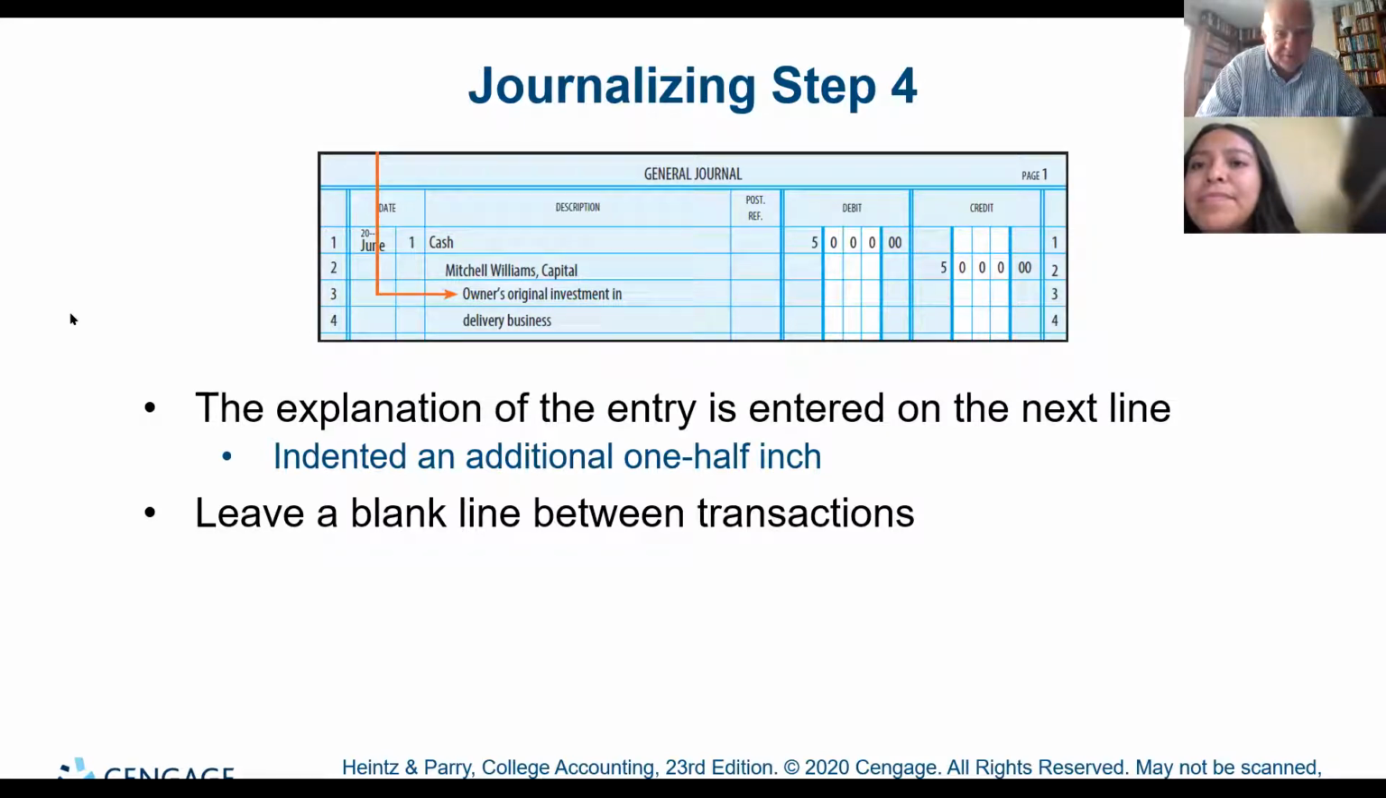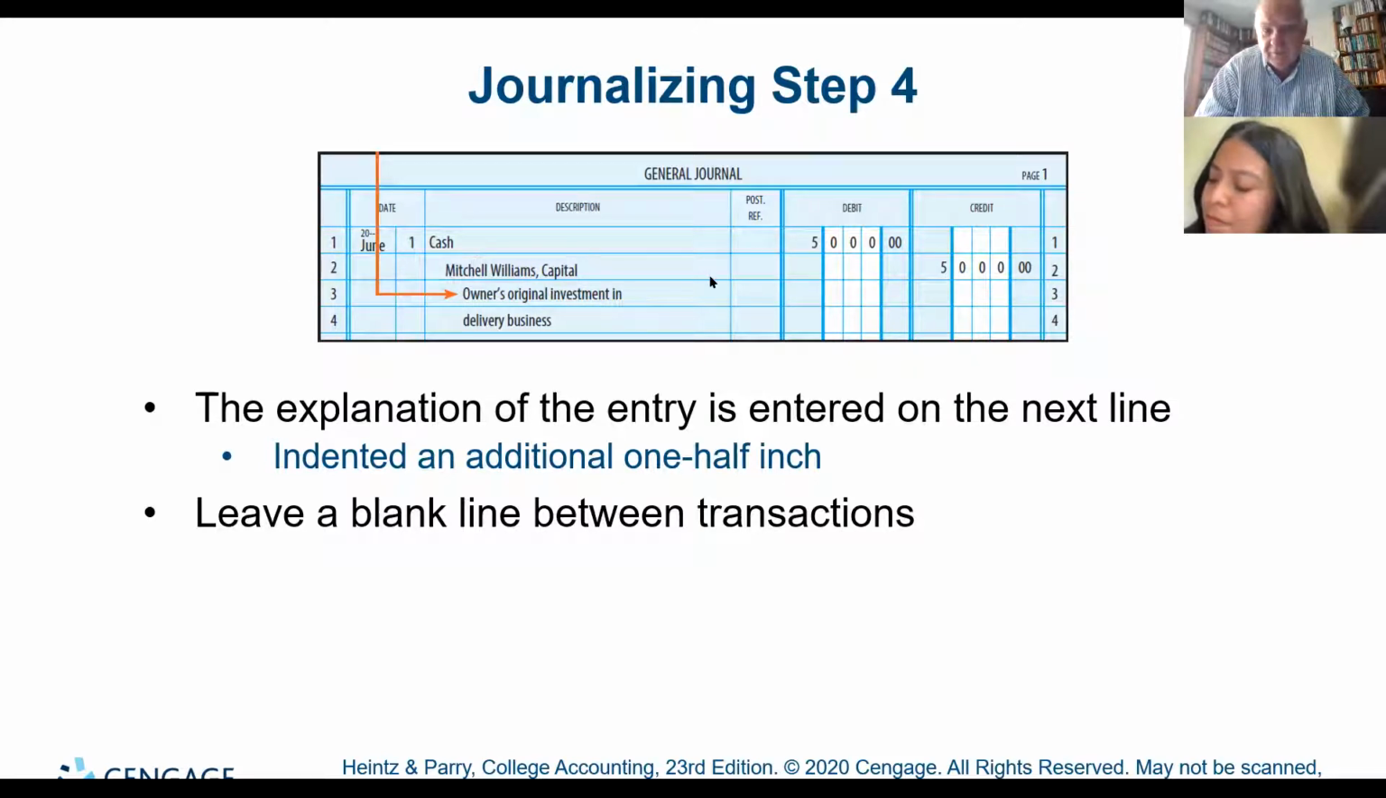So notice that you set up June 1st. June 1st. You see where it says 20 on top of that for the year? You're not going to repeat the 20, I don't think, as you go forward. Just the day and the month, okay? So you have June 1st, cash.